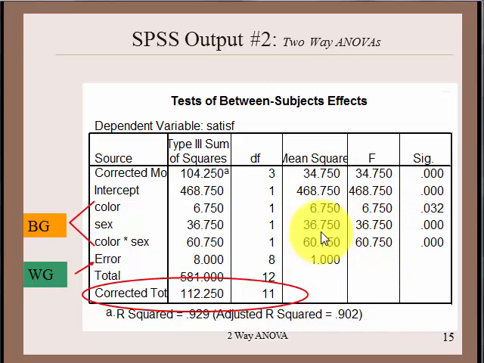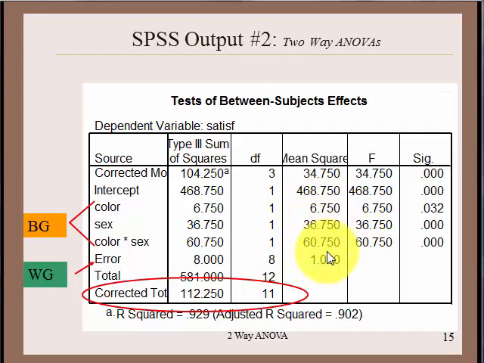Same thing for sex. How do I get the F value? I take the mean squares for sex divided by the mean squares error, and that gives me the 36.750. Then the same for the last one. I'll take the mean squares for the interaction, color by sex, divide by error, and that gives me the F. So in each case, I'm taking the mean squares on a given line and dividing by the same error term. And error is just another way of expressing within group variance. So I'm always using the same number on the bottom, different numbers on top to get these F values.